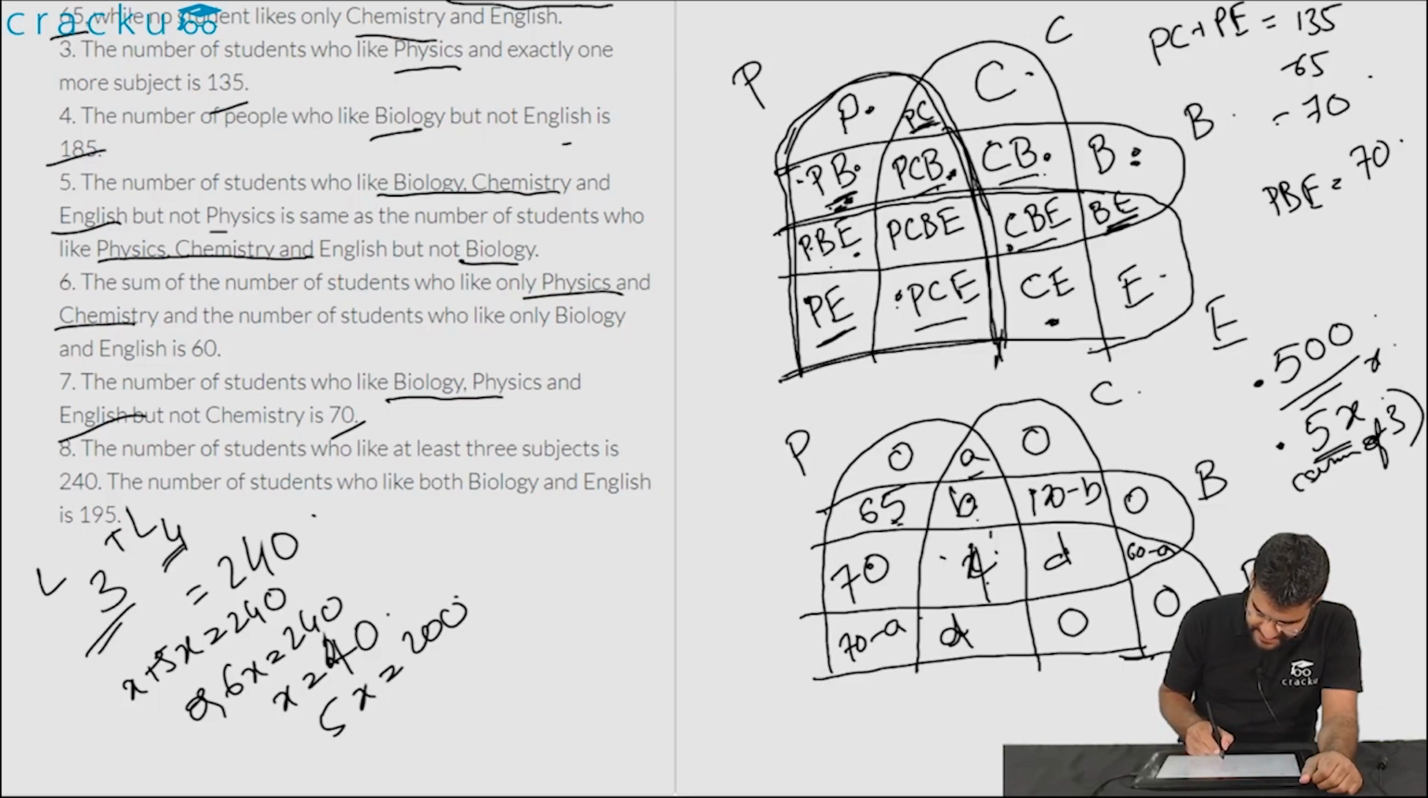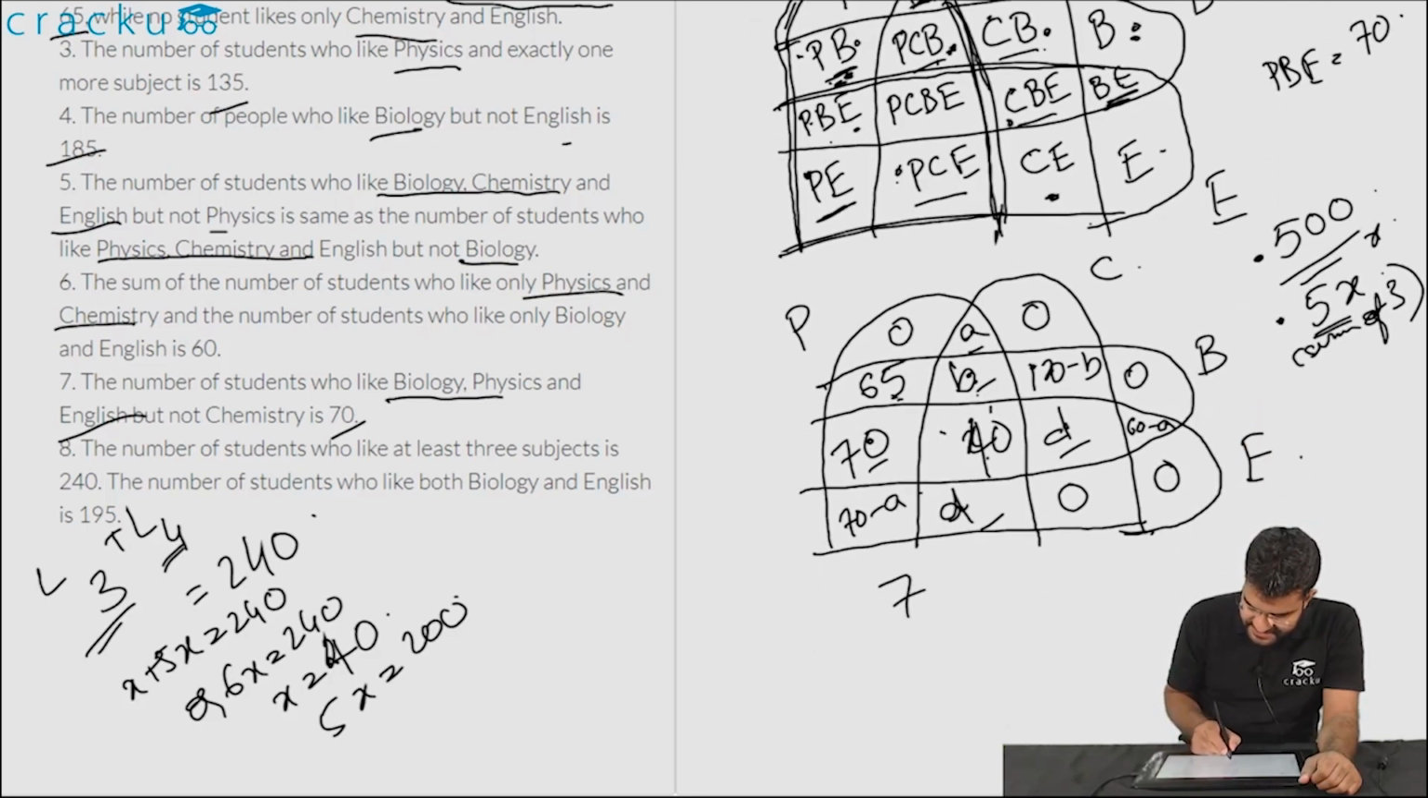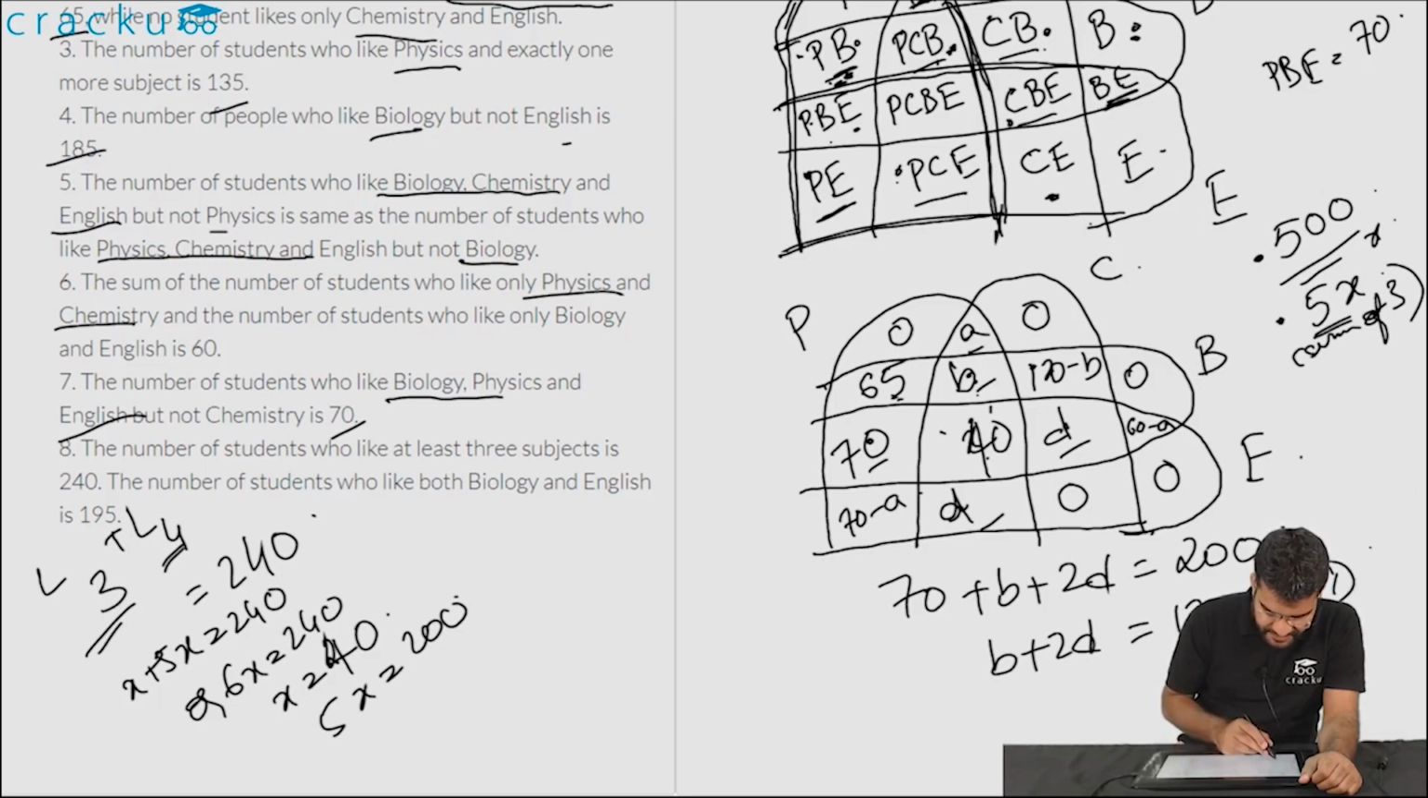So we'll replace x with 40 here and we'll remember that the sum of these 4 is equal to 200. These 4 cells represent the students who like exactly 3 subjects, and that sum will equal 70 plus B plus 2D is equal to 200, or B plus 2D is equal to 130. This is the first equation.